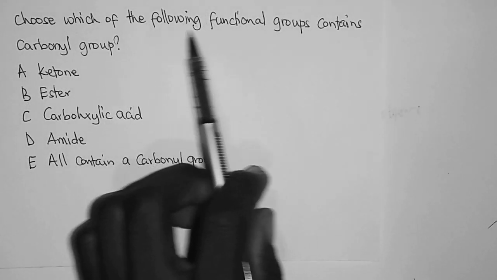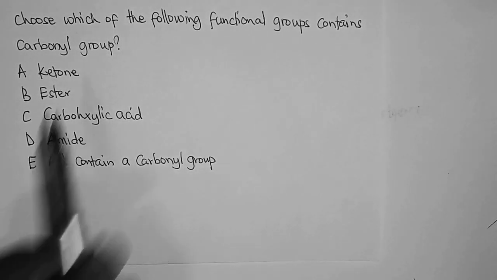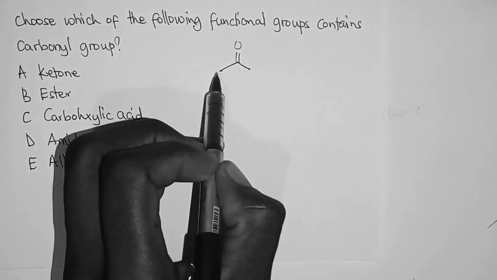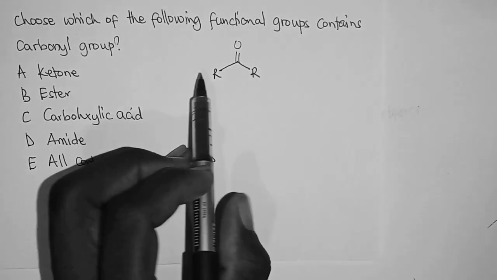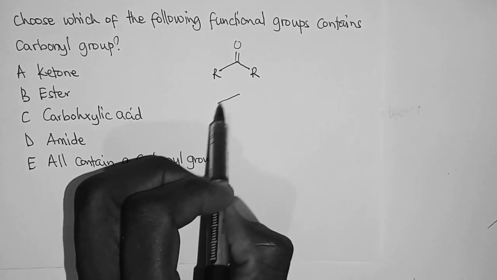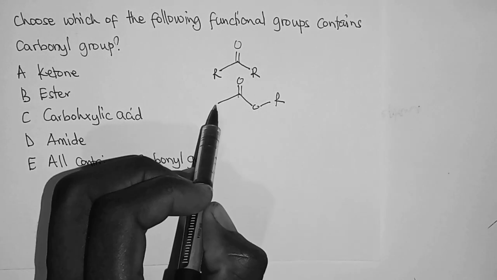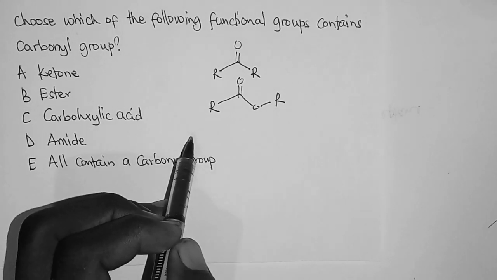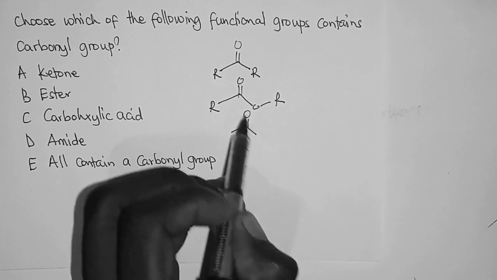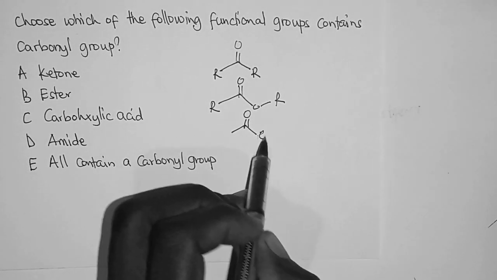Choose which of the following functional groups contain a carbonyl group. What is a ketone? This is a ketone, where R is hydrocarbons. And then ester. This is the structure of an ester. The R's are hydrocarbons. And then carboxylic acid. For a carboxylic acid, this part is not joined to a hydrocarbon, rather it is joined to a proton.